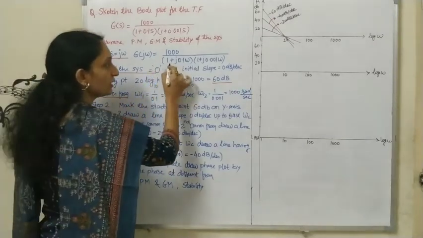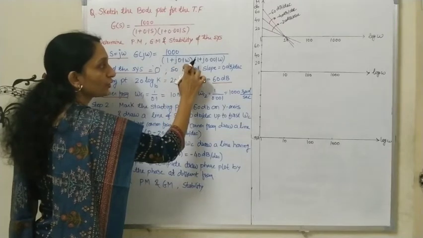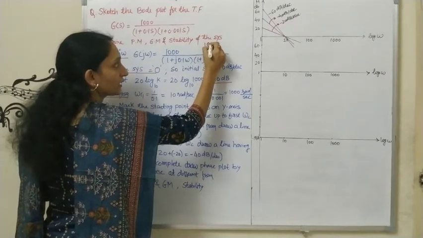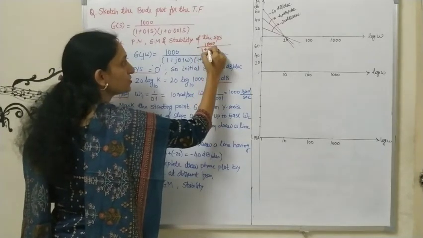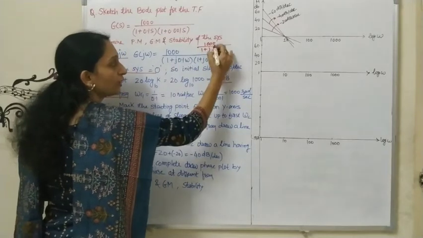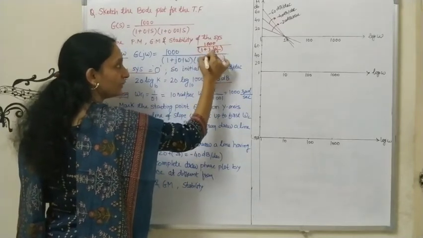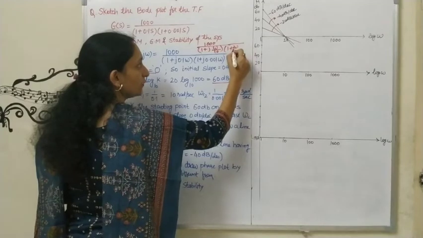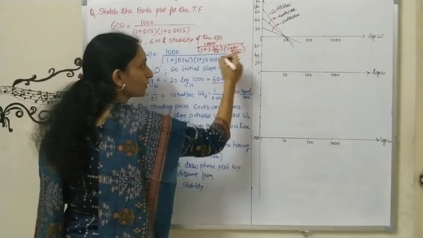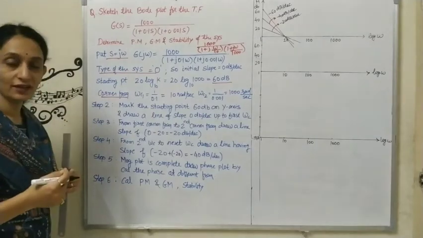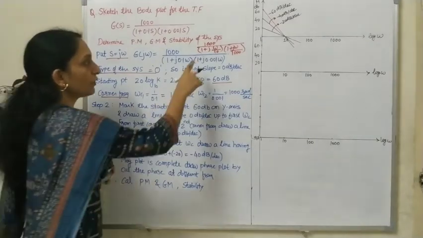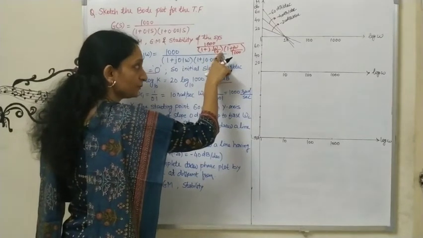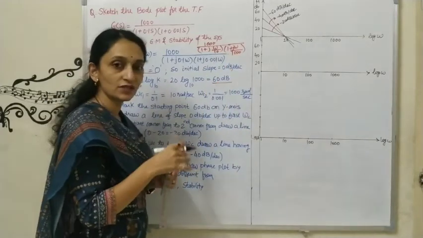Here we have arranged it in the standard form 1 plus j 0.1 omega. How can I write this? I can write this term as 1000 upon (1 plus j omega by 10), since the 0.1 term is there, and (1 plus j omega upon 1000). I told you that the term omega by omega n will give you the corner frequency. So for this transfer function you can check that the first corner frequency is 10, and the second corner frequency is 1000. Why am I saying the first and the second?